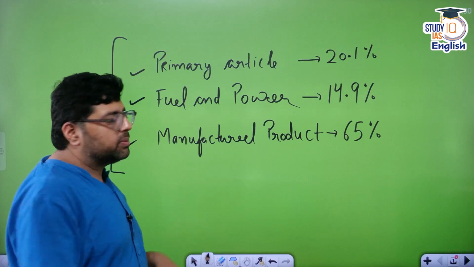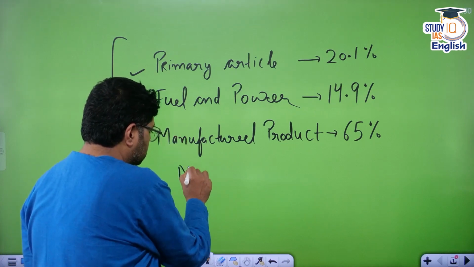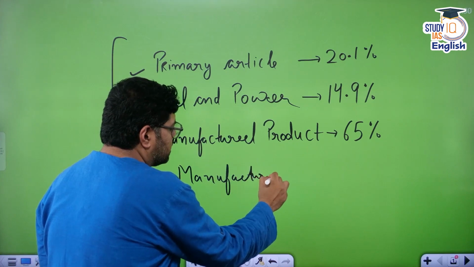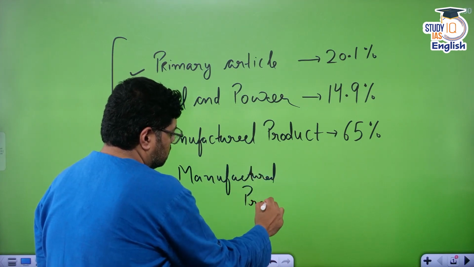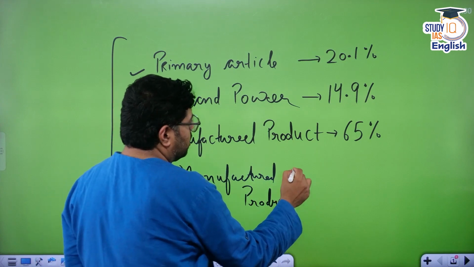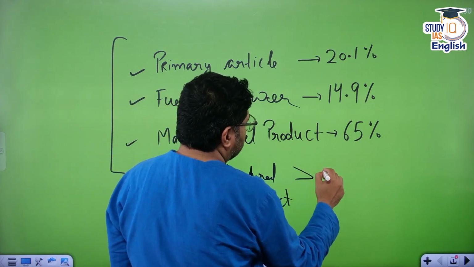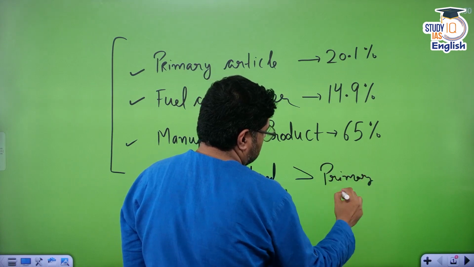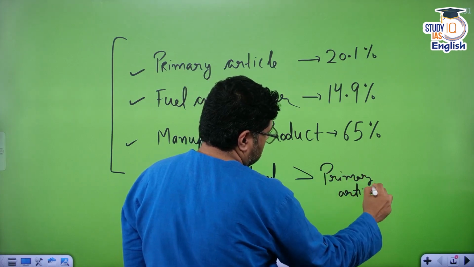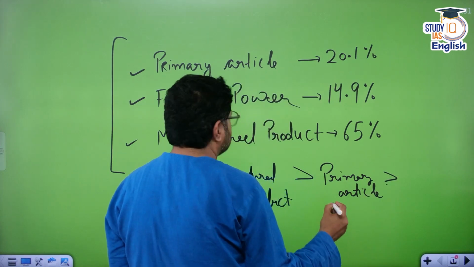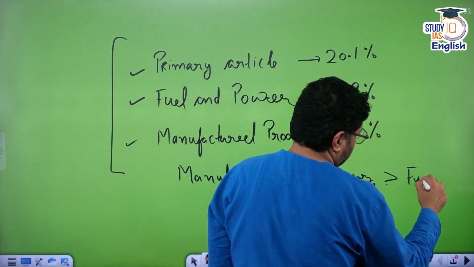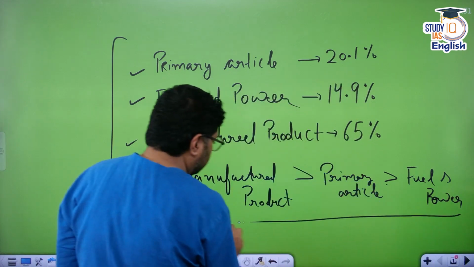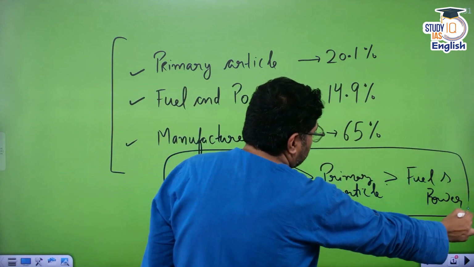So more weightage has been given to manufactured products. This is factual information. Manufactured product, then primary article, and then fuel and power. So this is what you have to remember. Either they can ask you to arrange it in increasing order or decreasing order.